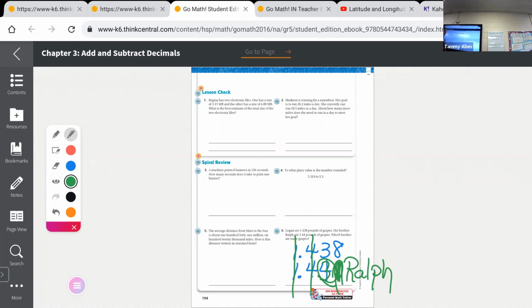So that's a nice review of everything that we talked about on Monday and before. Okay? All right. So today, we're going to take a look on page 207.